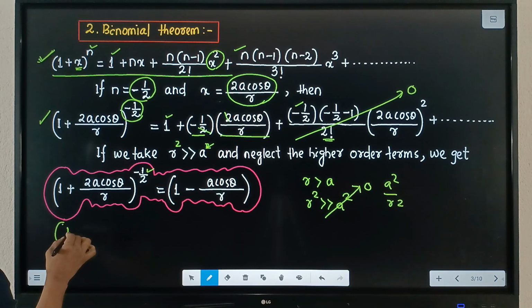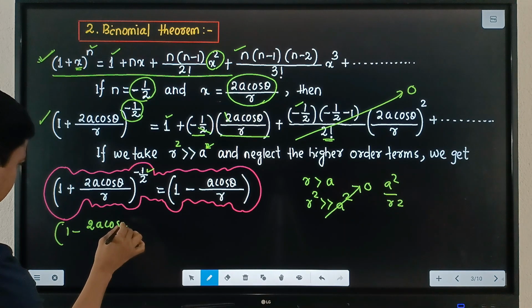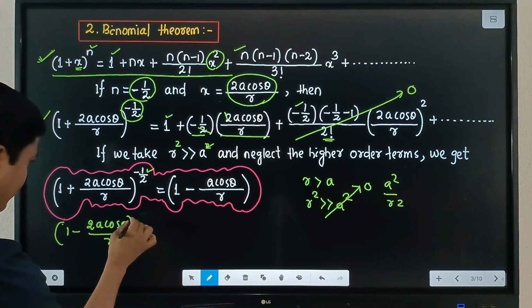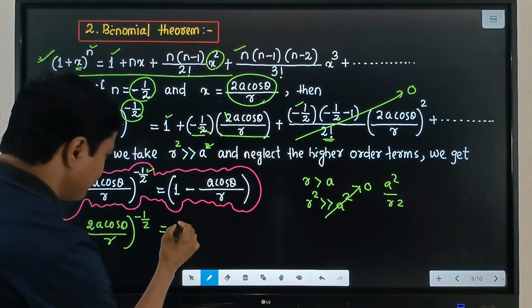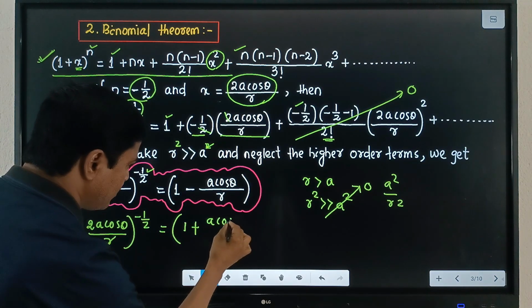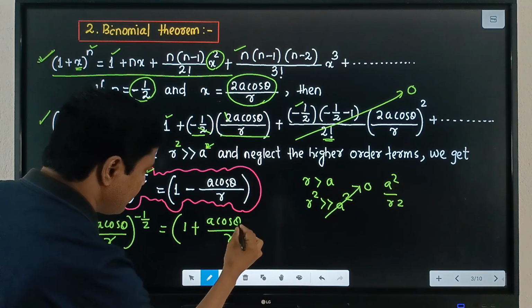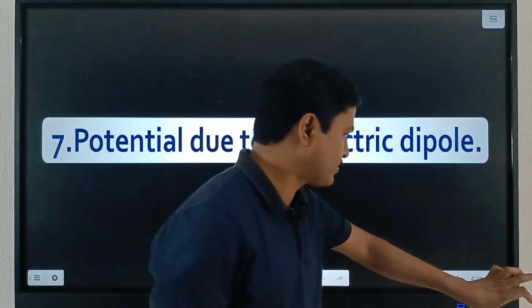Similarly, suppose the expression is just like this: 1, in place of plus, suppose that is minus twice a cos theta divided by r. The power is minus half. Then in place of this, by applying the binomial theorem, we directly write 1 plus a cos theta divided by r. Clear?